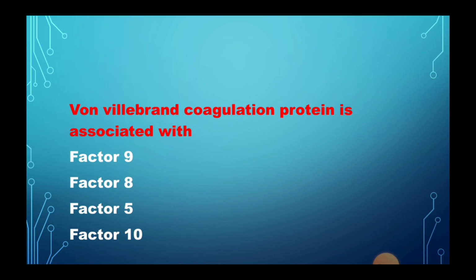First question: von Willebrand coagulation protein is associated with factor 9, factor 8, factor 5, factor 10. Right answer is factor 8. Von Willebrand is a blood glycoprotein which is involved in hemostasis. So it helps in platelet adhesion. The factor associated with von Willebrand is factor 8. If there is deficiency in factor 8, it can lead to von Willebrand disorder.